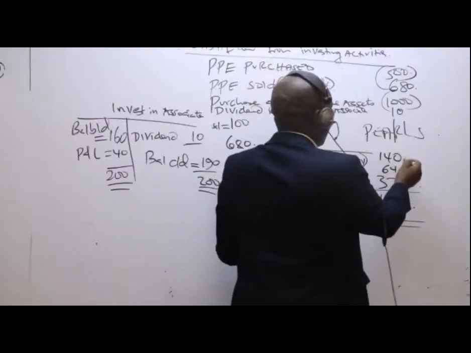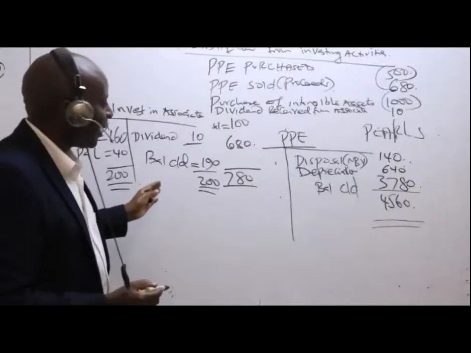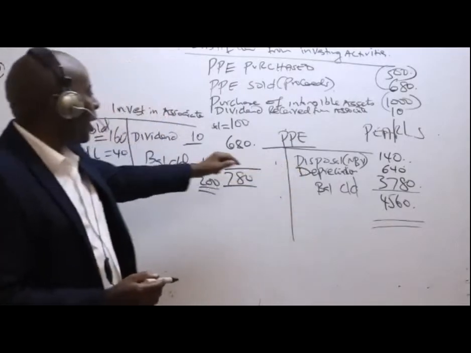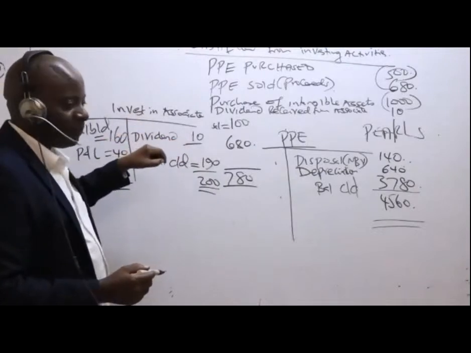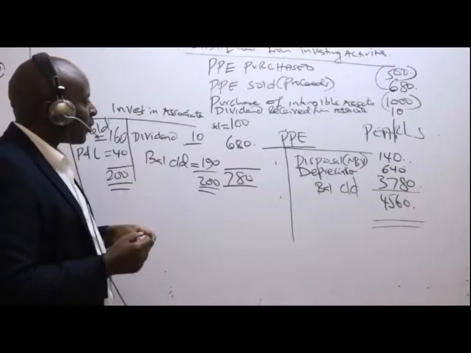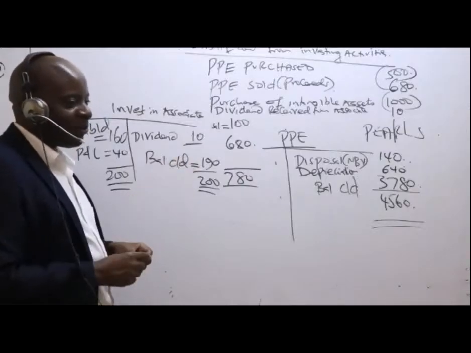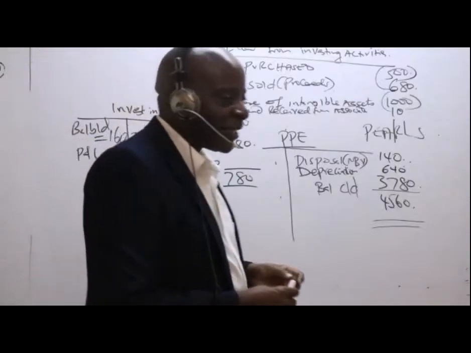140. So then once you get these disposals, could you kindly come here to your disposals account? Do you remember your disposals account? Are you able to pass that entry in the disposals account? And then you give me the amount that I expect to receive.